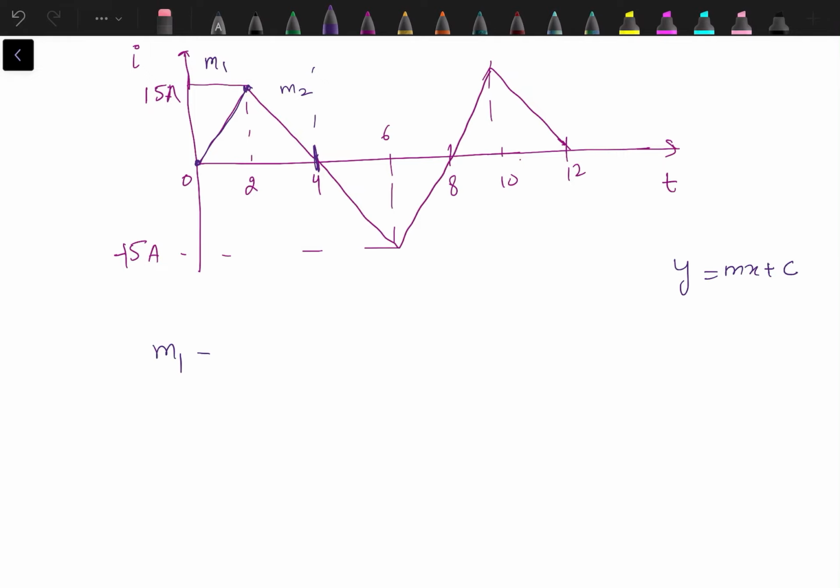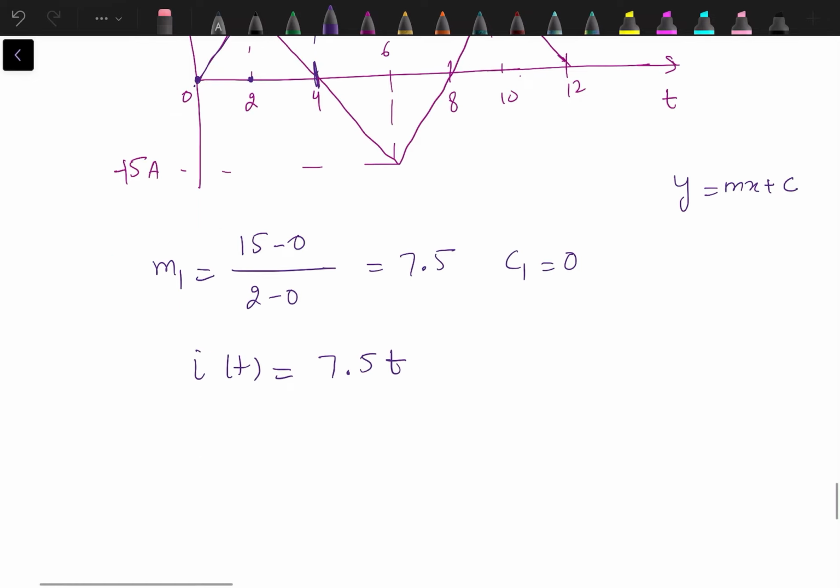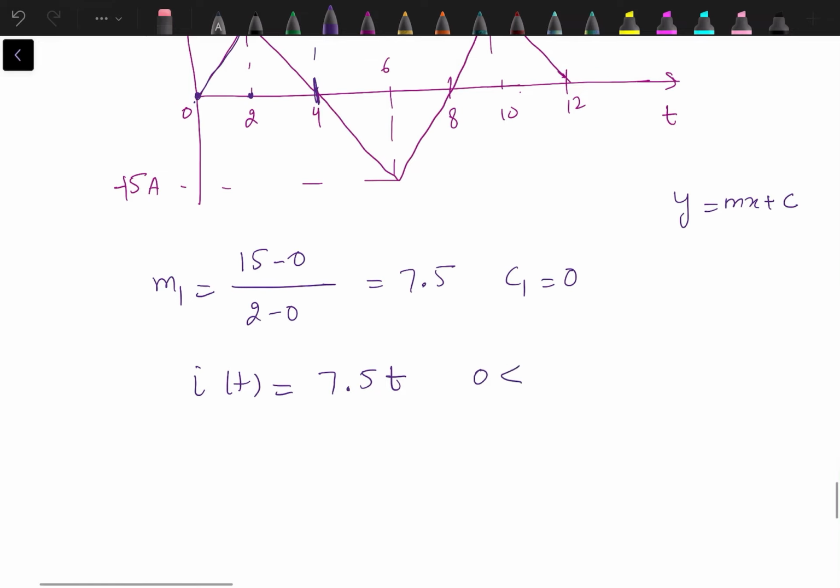So m1 is y2 minus y1. y2 is 15, y1 is 0, x2 minus x1, 2 minus 0, it's 7.5. Now intercept for this is 0, so we can say c1 is 0. So our first equation, I of t will be equal to 7.5t. Now this is for range from 0 to 2.